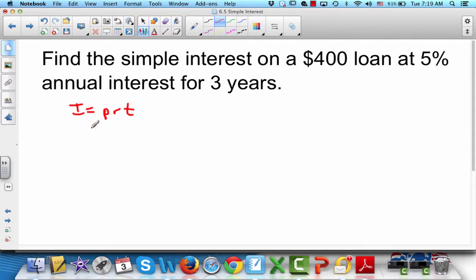All right, so we've got the interest equals principal, which is $400, times the rate, which is 5%, times the time, which is 3 years, equals 400 times 0.05 is $20, times 3 is equal to $60. Okay, did you get that?